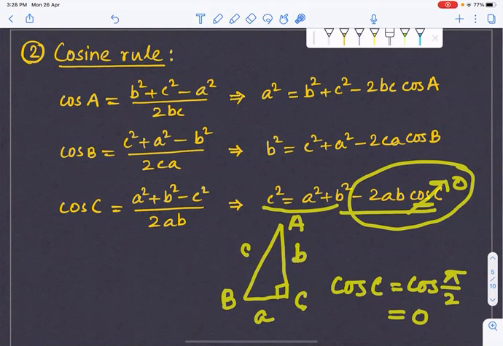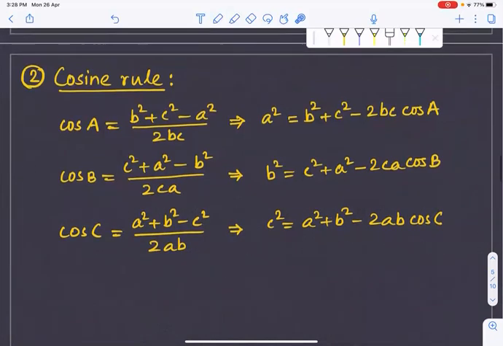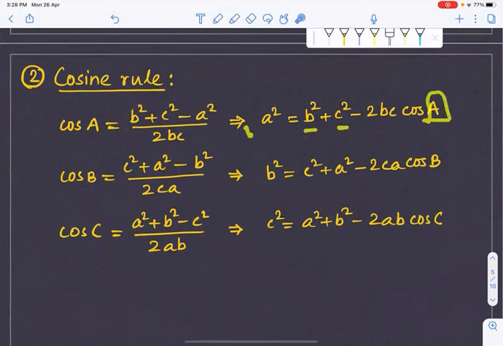Okay. So this is the most general case. This is true for any triangle. So if you know all the three sides, you can find all the angles of the triangle. If you know two sides and one angle in between, then you can get the other side. So this is how we use it. Let us take one question.